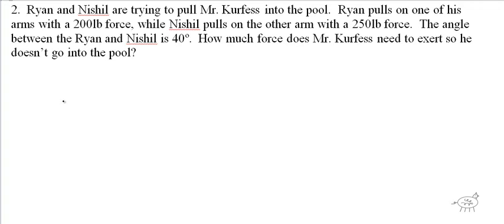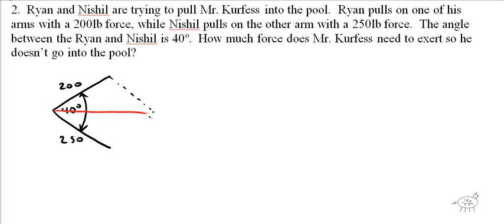All right, so let's draw the parallelogram. Ryan is a 200-pound force, and Nikhil is 250 pounds, and the angle between them is 40 degrees. How much force do I need to exert so I don't go in the pool? I'm looking for this resultant vector, which I'll draw in red. I'm drawing a parallelogram. We've talked about the parallelogram method already. This is where it comes in handy, math fans. I'm looking for that value right there.